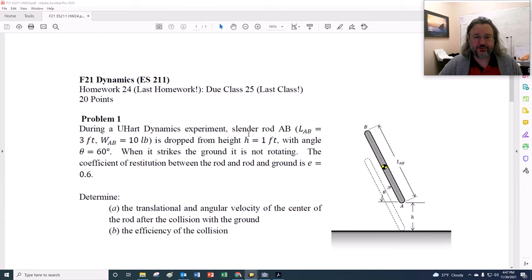So we have this slender rod that's 3 feet long and it weighs 10 pounds, and it's dropped from a height of 1 foot. The angle as shown is 60 degrees, and just before it strikes the ground, it's not rotating. The coefficient of restitution between the rod and the ground is 0.6. We want to find the translational and angular velocity of the center of the rod after the collision, and we want to find the efficiency of the collision.